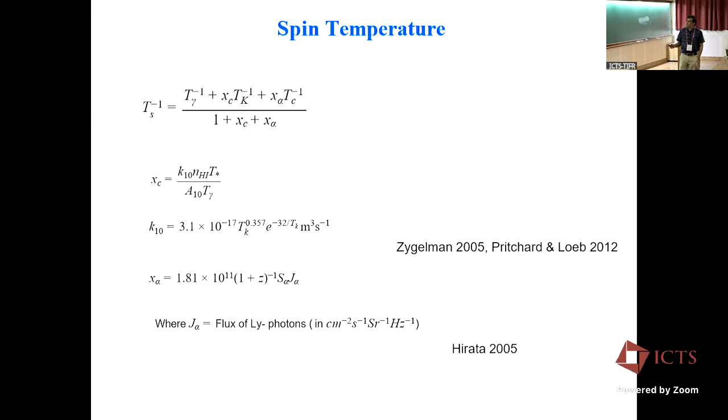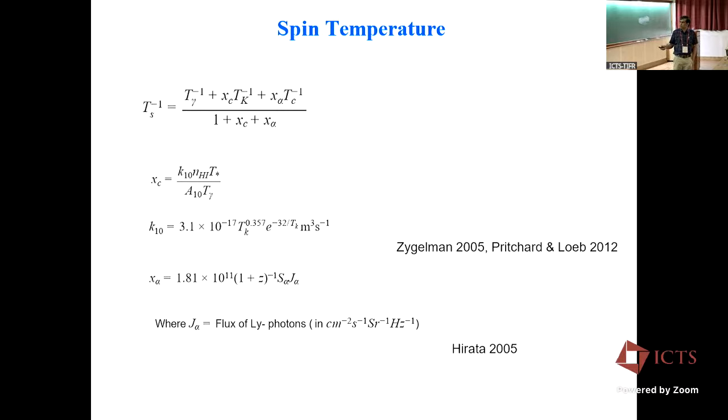So xc can be written as this, where the k10 value is given. This comes from atomic physics calculations, and this is written here from this reference. So one can use this relation. And x alpha depends on the background Lyman alpha photons, right? So this x alpha can be written as this, and it depends on J alpha, which is the flux of Lyman alpha photons. And you have heard from Girish yesterday how to calculate J alpha, the Lyman alpha background.